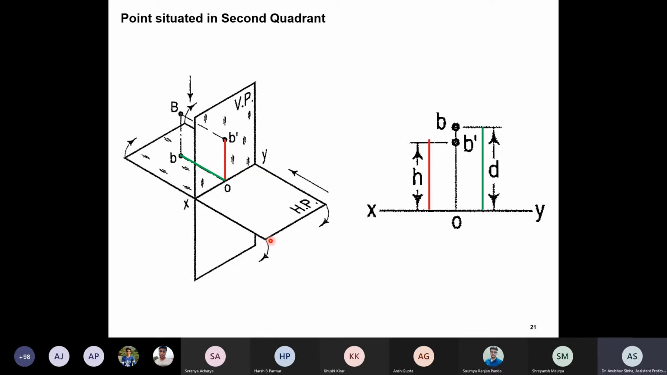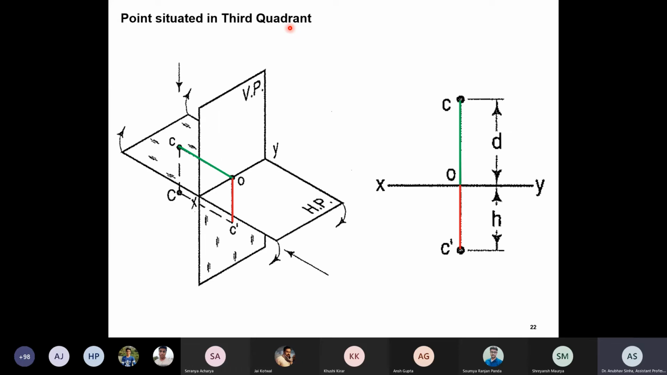Sir, we always rotate clockwise. Yes, right. And we don't rotate the vertical plane, only the horizontal plane always. Yes, as you will see, I will have a point in all the quadrants. So let me finish that. You will be seeing all the examples. Okay. Yes, sir. Okay, so this is about the second quadrant.